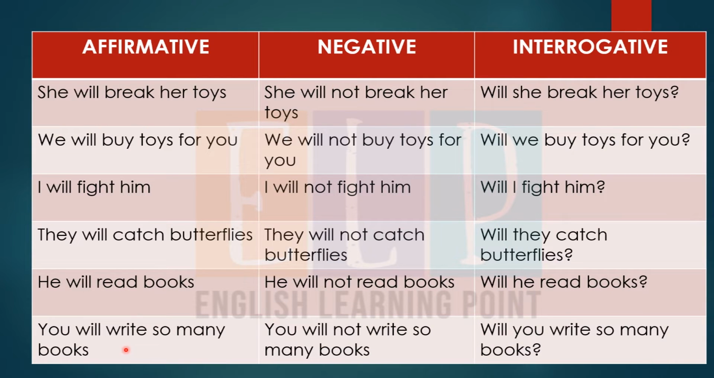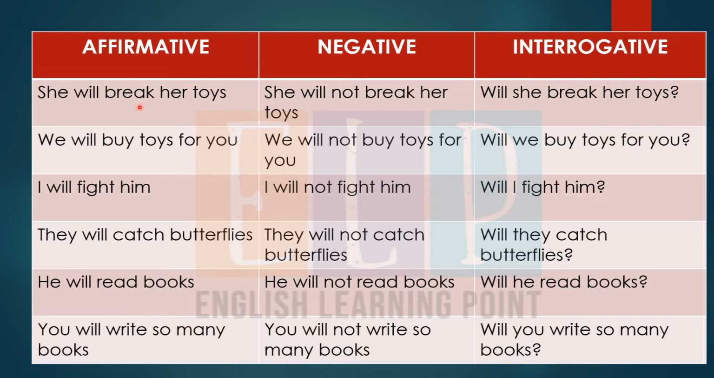What is over here is we just use will and the first form of the verb with all the subjects, whether it is I, you, we, they, or he, she, it. Whatever the subject is, you just need to use will with all the subjects, and we have to use the first form of the verb. So now look at these examples of affirmative, negative, and interrogative sentences.